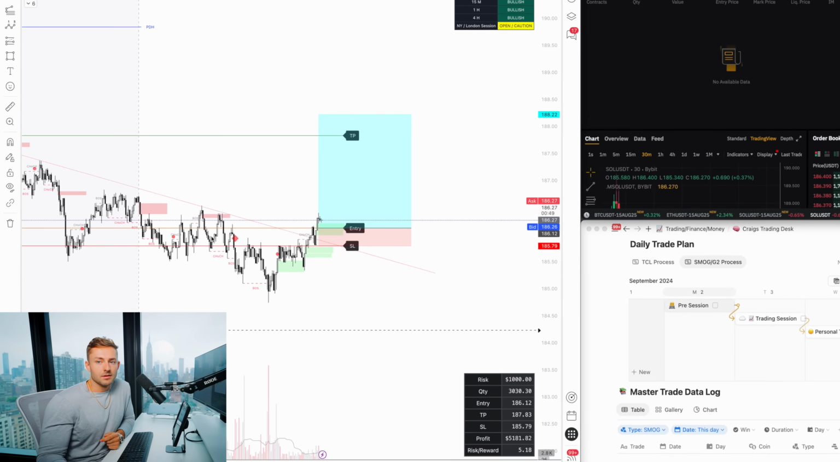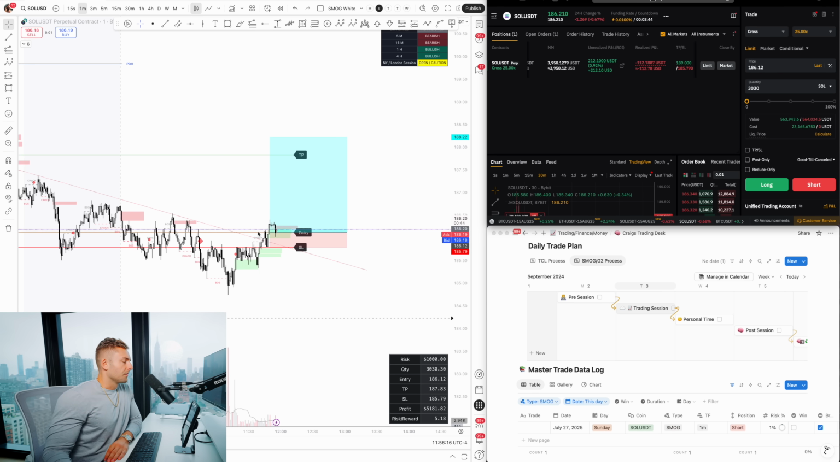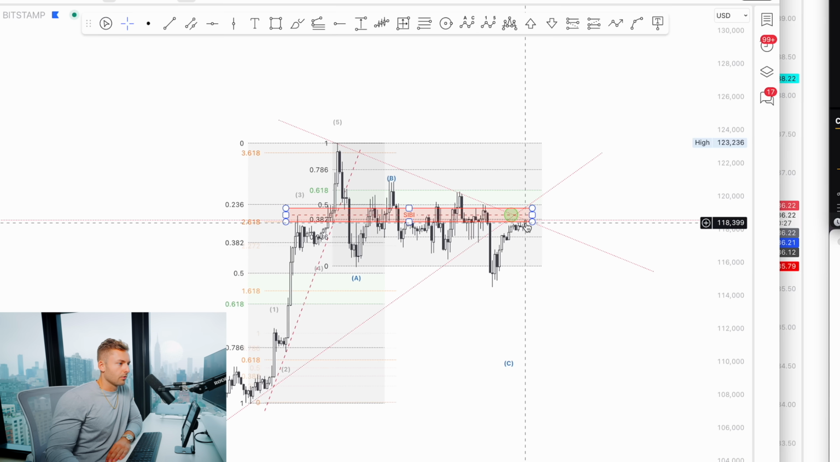So if we pull back, I'm going to take an entry and we're going to see if we can get long. And we are in long here, looking for a nice flip off of this level, see if this is going to be support. We're going to continue up for the session. In general, we're at a really critical level for the day.